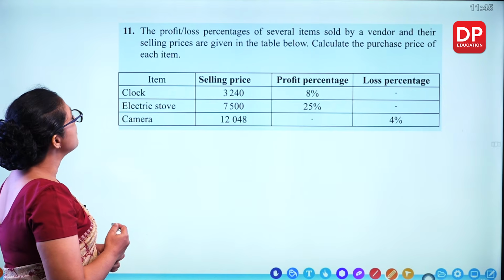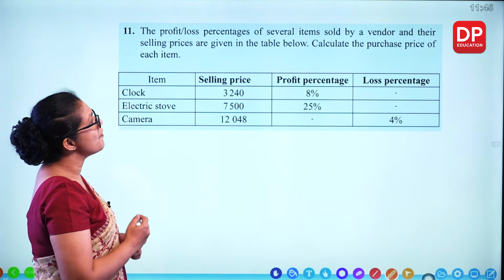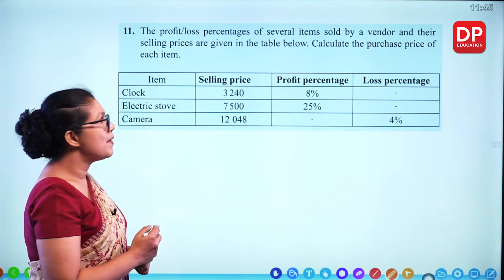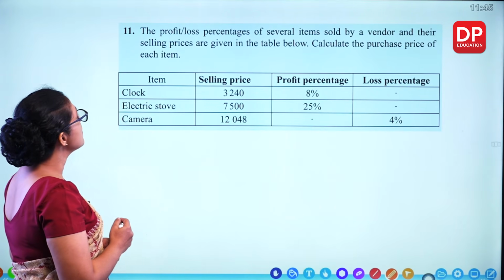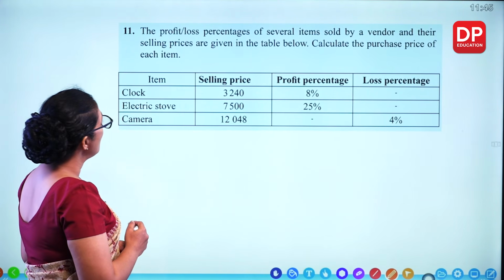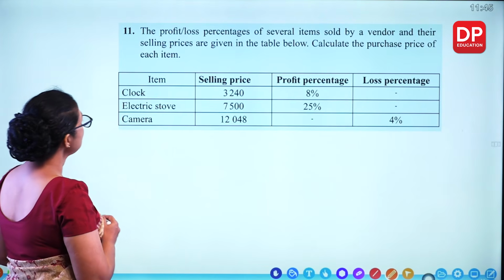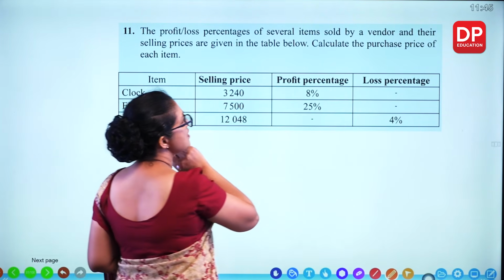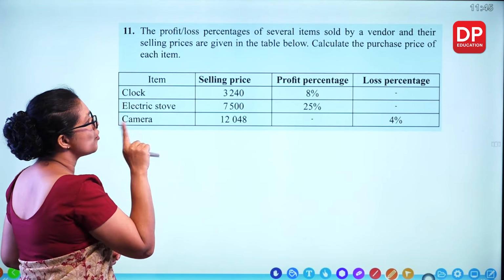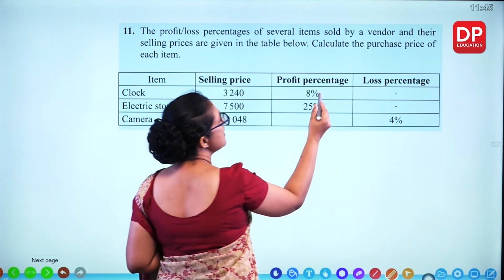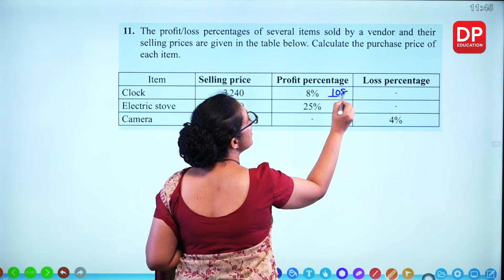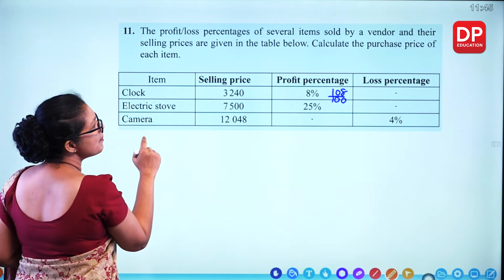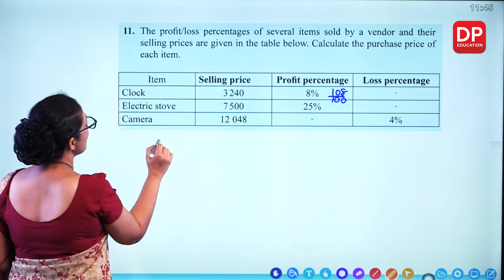Question number 11. The profit or loss percentages of several items sold by a vendor and their selling prices are given in the table below. Calculate the purchase price of each item. Okay, we'll take the first one. Selling price is this and the profit percentage is 8%. So profit means 108 over 100 is the value. So we can find out the purchase price for the clock.